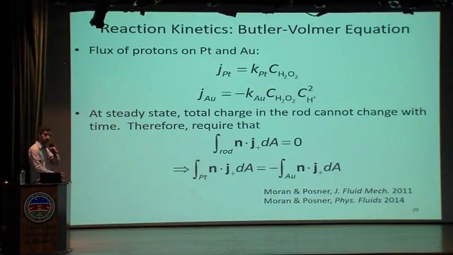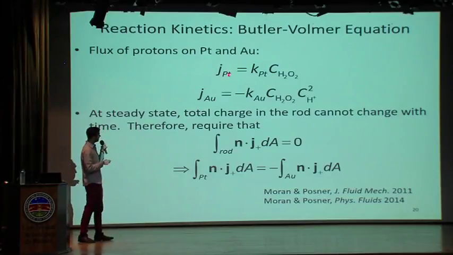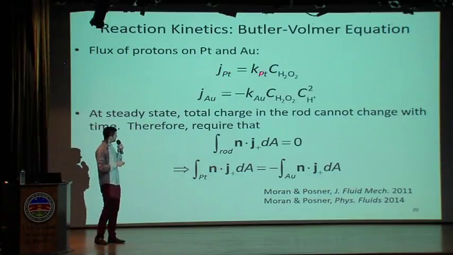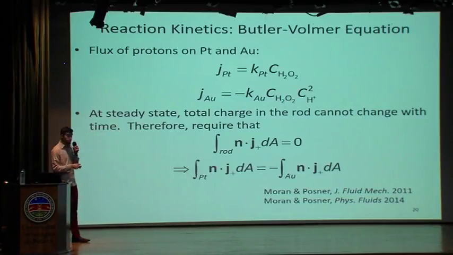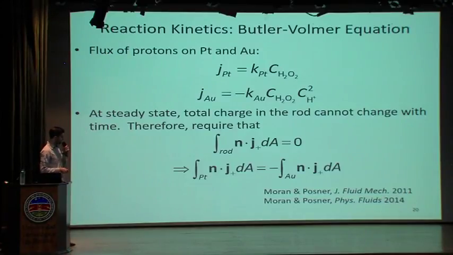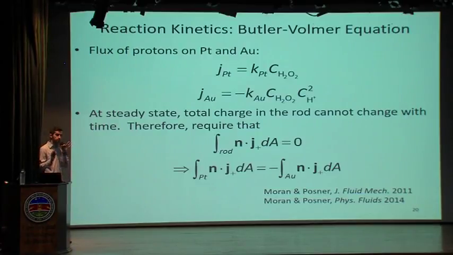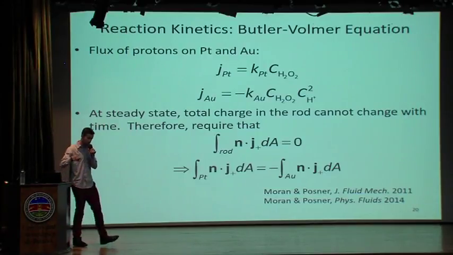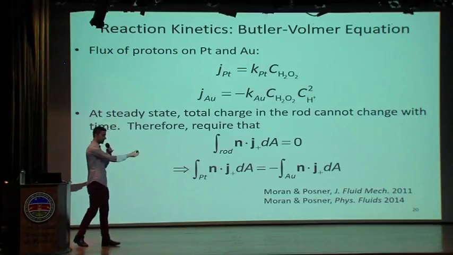We're essentially simplifying the equations a little bit. So I guess the basic idea here is that the rate of reactions on the platinum and the gold depend on the peroxide concentration, and in the case of gold, they depend on the proton concentration. Finally, we also have to make sure that the total charge in the rod does not change with time, right? Because we're essentially modeling the steady state behavior. So the rod is moving at a constant speed.